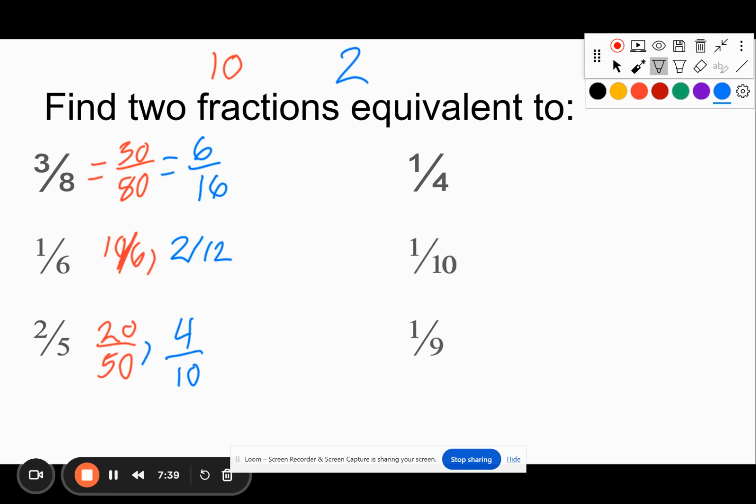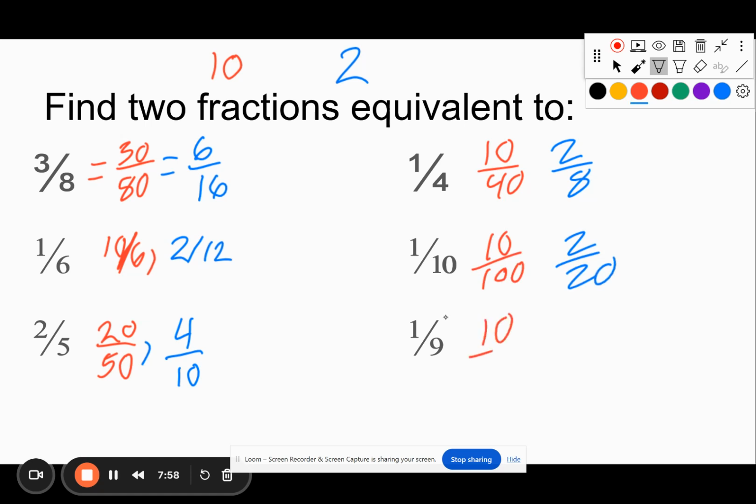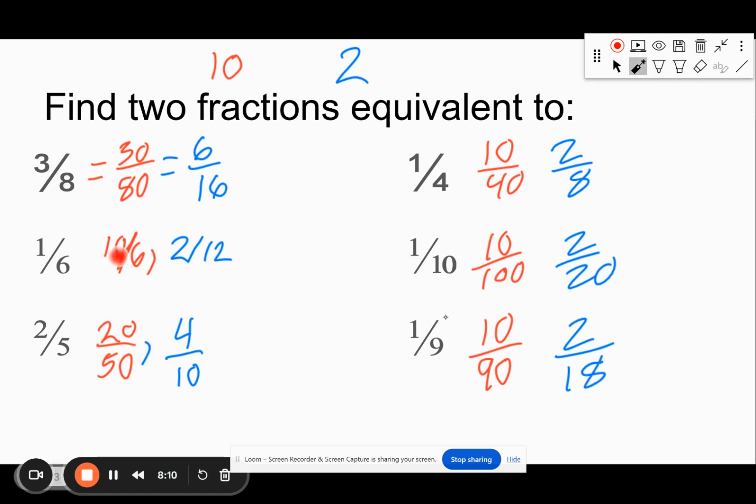So here come 3 more. You can give those a shot. Pause it. Do your multiplication. So I'm going to do 10/40, 2/8, 10/100, 2/20, 10/90. Because all we're doing is multiplying top and bottom by the same number. 2 times 1 is 2. 2 times 9, 18. This is how you will type it in on Empower. You will use the backslash.